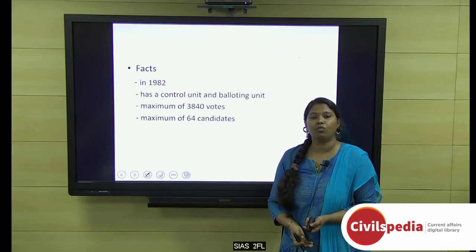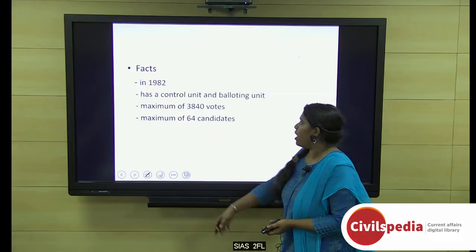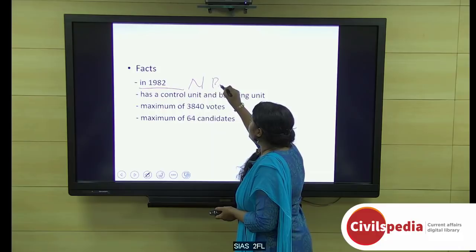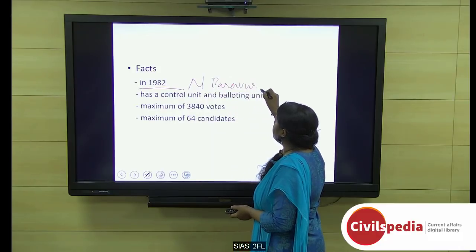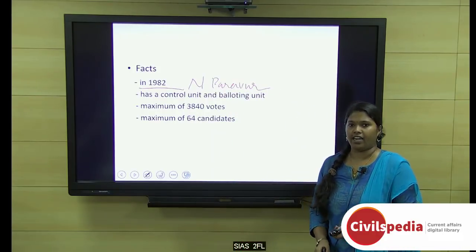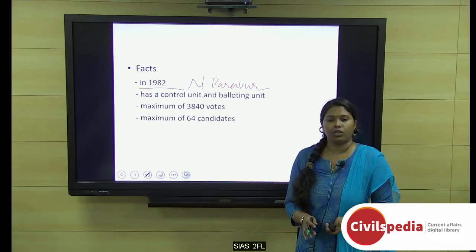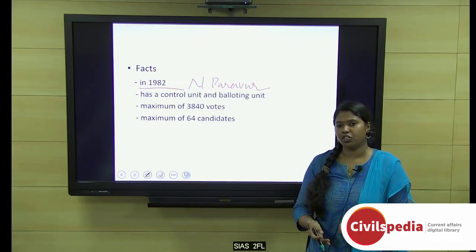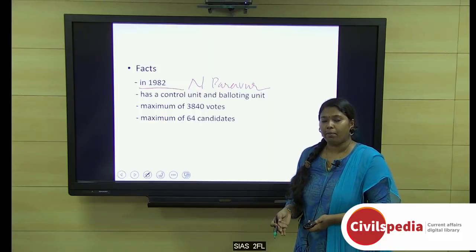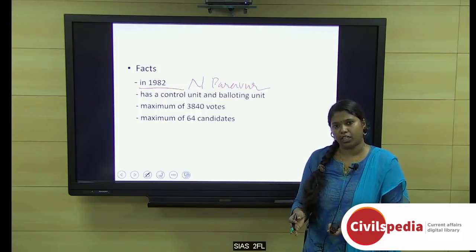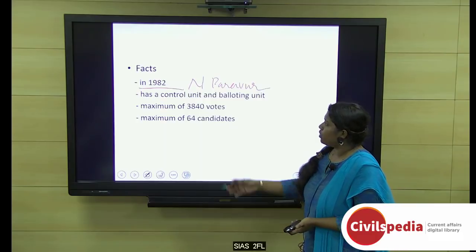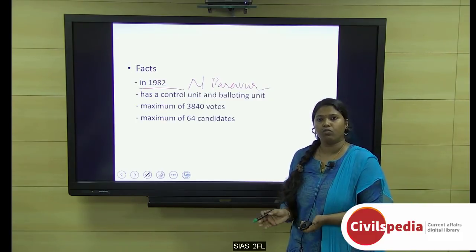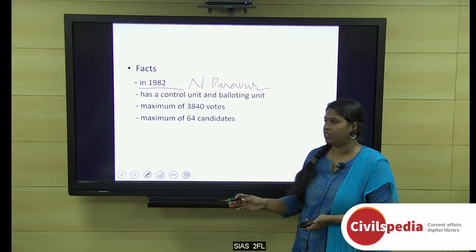The first electronic voting machine was used in a bypoll in 1982 in North Paravur, an assembly constituency in Kerala. But later this election was declared null and void by the court, because at that time the Representation of the People Act was not amended to include EVM as a method of conducting elections. So later this act was amended, and from 2004 we have been using electronic voting machines for almost all the elections.